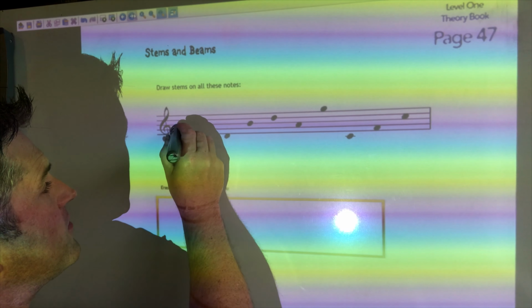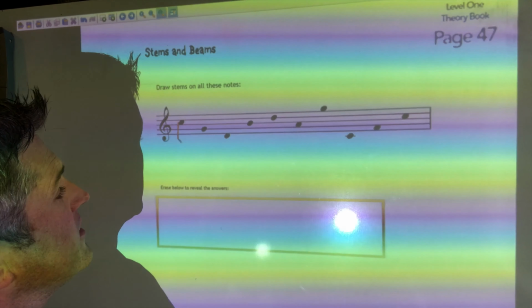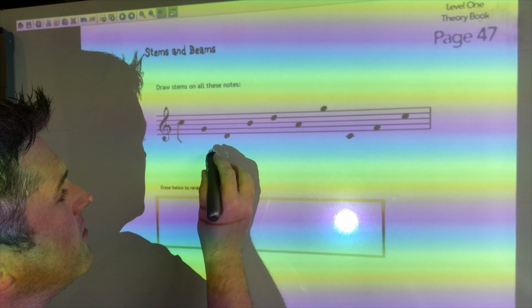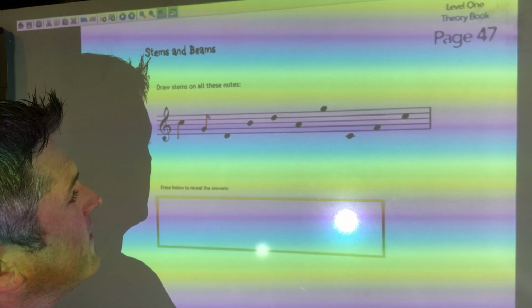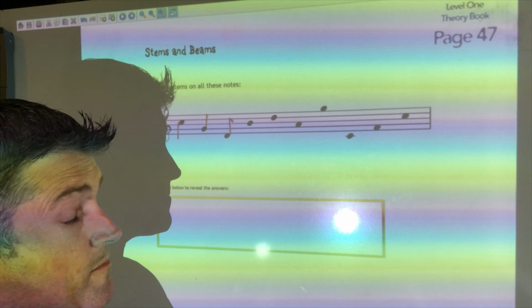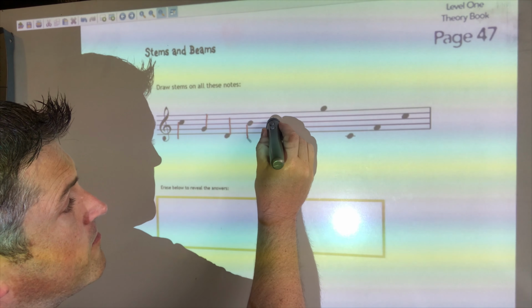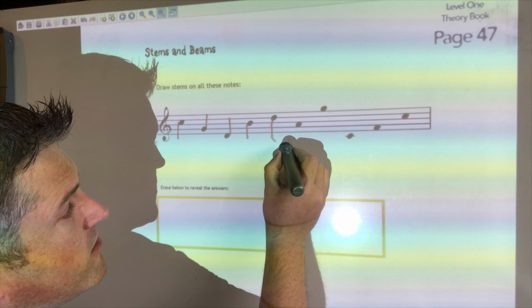Because that's above the line, the stem goes down on the left hand side. Make sure that you do connect it. Because this one here is below that line, the stem is going to go up. That one's below the middle line, stem goes up. That one's on the middle line, which means the stem should be going down this time around. That one's on the high end, so that's stem going down on the left hand side.